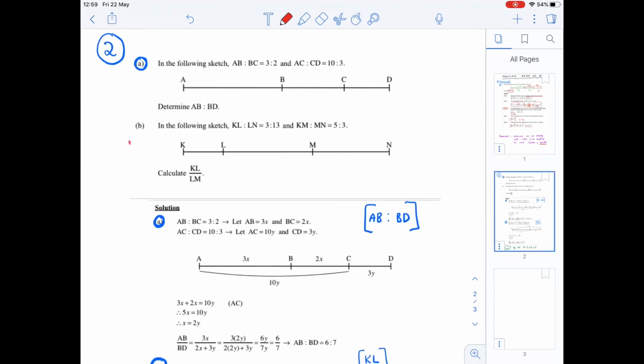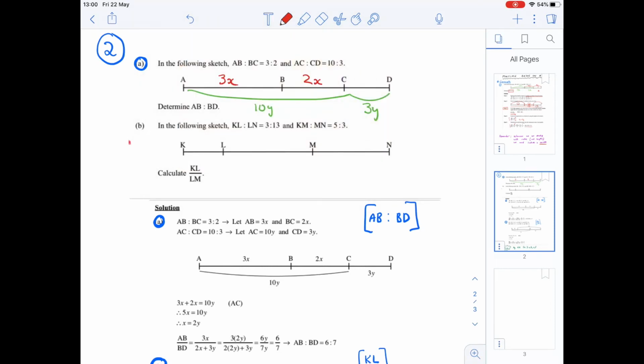In the following sketch, AB to BC is 3 is to 2. And AC to CD is 10 is to 3. Now, before we go and look at the question or what else, can you see that this is going to be y again? You've got to apportion this a different variable.